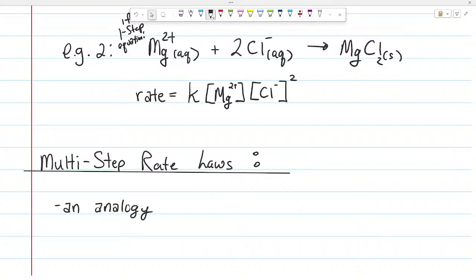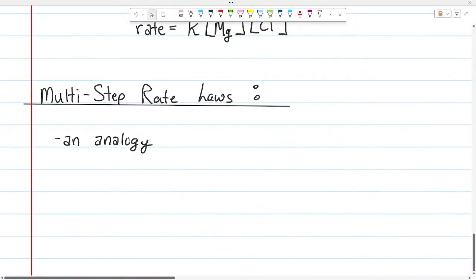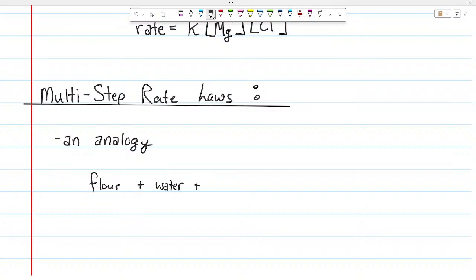All right, ready? And here's my analogy. Ready? It is flour plus water plus yeast plus bacon can yield a bacon sandwich.